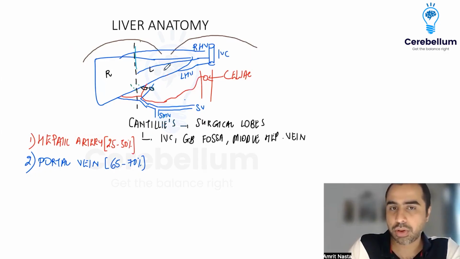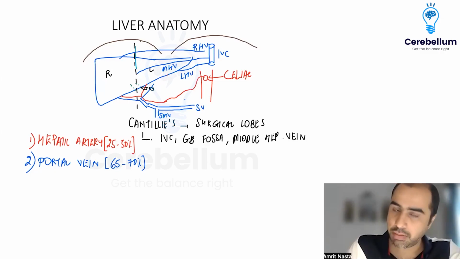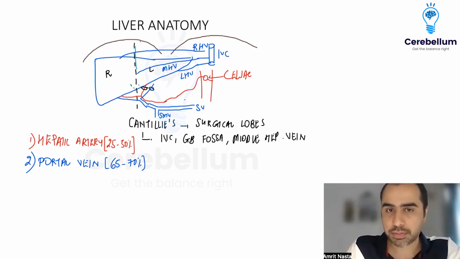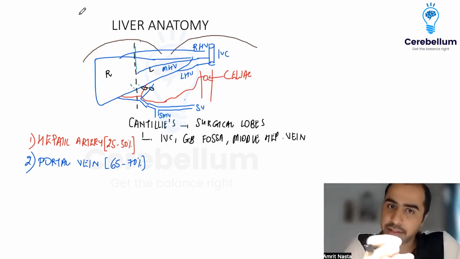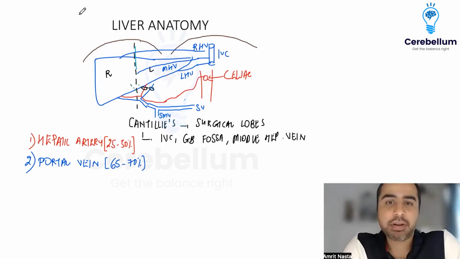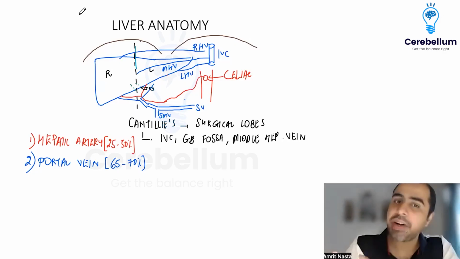So there are three veins which drain the liver: left hepatic, right hepatic, middle hepatic. Right hepatic from right lobe, left hepatic from left lobe. Okay, so that's why you are dividing the liver into two halves. It allows me to do left liver resection, right liver resection, keeping one half intact.